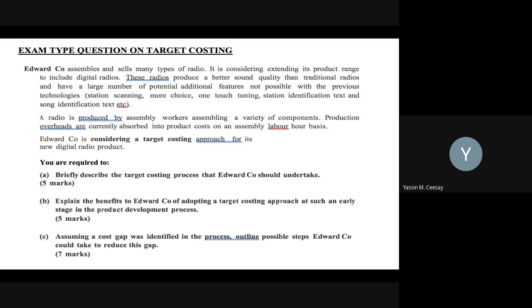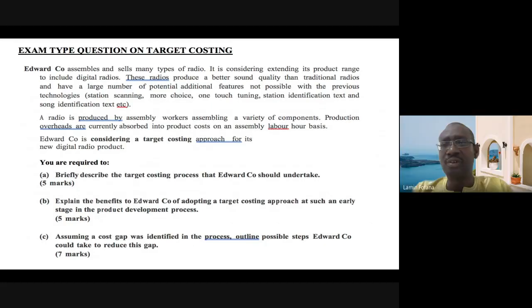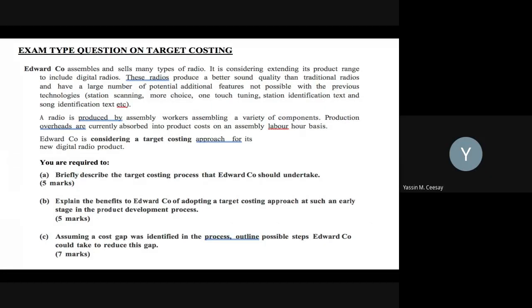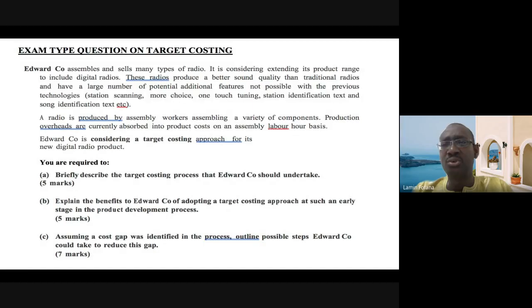They are going to deduct the profit from the selling price. Okay, so they've already identified a selling price. Two, they've already identified a profit, and then their target cost will be the difference between those two. Simple.